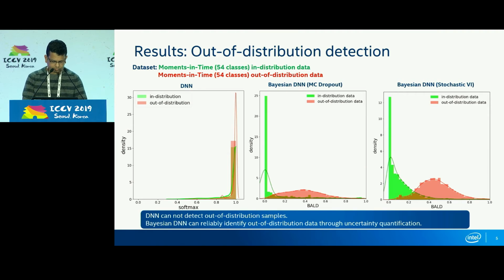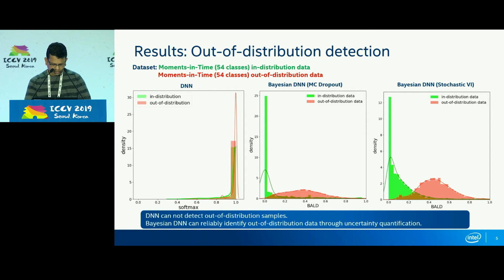Now some results. We used the Moments in Time data set, and we used a split. We split the data set into 54 in-distribution and 54 out-of-distribution classes. The audio is available for selected samples in both the categories. In these plots, we are comparing confidence measure from deterministic DNN models and uncertainty estimates from Bayesian DNN models to detect out-of-distribution samples. These are density histograms with area normalized to 1.